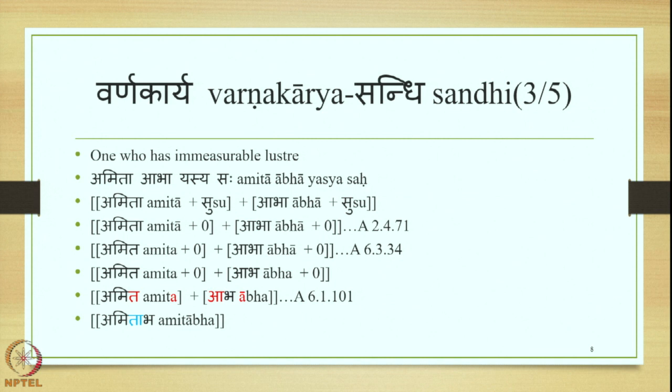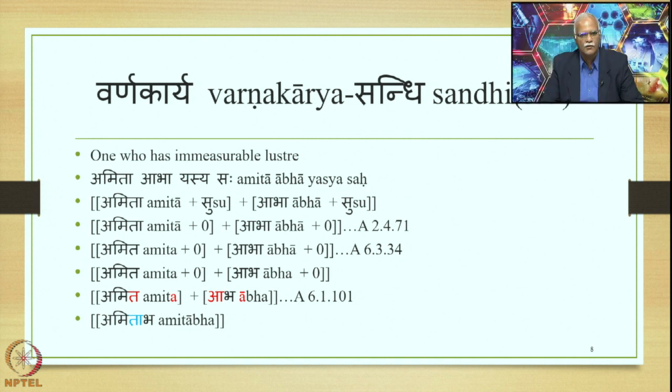Let us take an example. If we have the meaning, one who has immeasurable luster, and if this meaning is to be expressed in the following form, Amita Abha Yasya Saha, then the speaker desires to compound these elements and produce one unit of word as well as meaning. So then, Amita Abha Yasya Saha, which is the Laukika Vigraha, is converted into an Alaukika Vigraha in the following manner, Amita plus Su plus Abha plus Su.